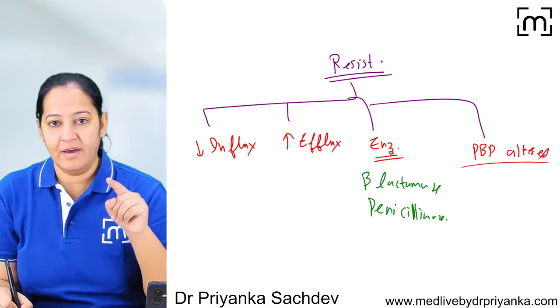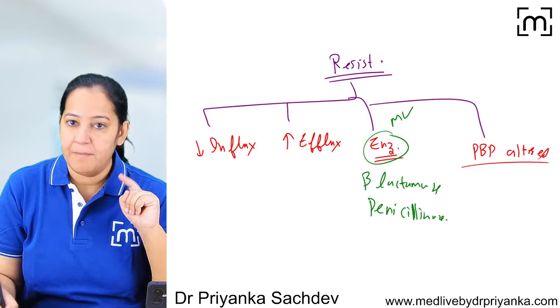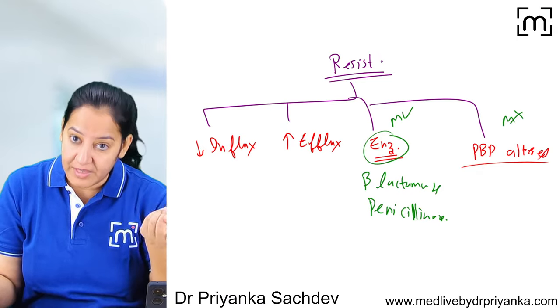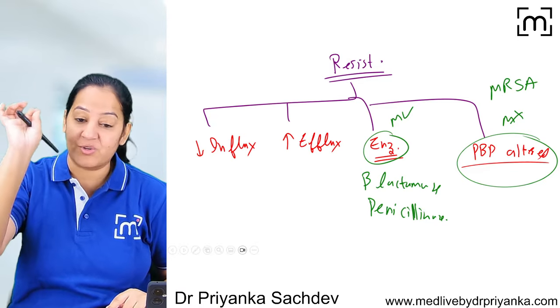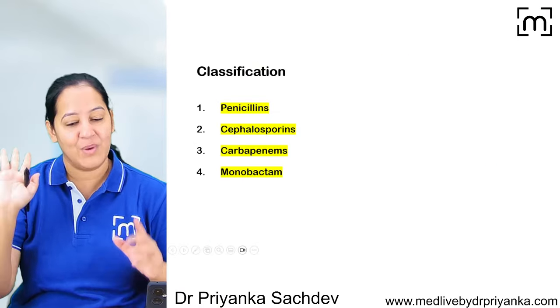So here, methicillin will be effective. But here, even methicillin is not effective. So here, the bacteria are known as MRSA, methicillin resistant Staph aureus. I hope it's crystal clear to you. I tried my best.